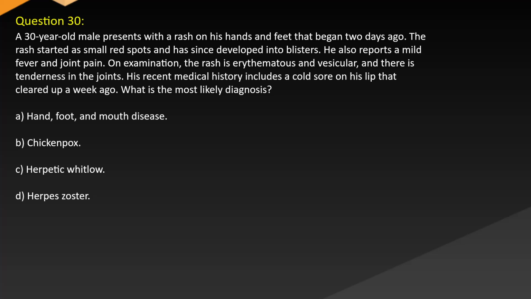Question 30. A 30-year-old male presents with a rash on his hands and feet that began 2 days ago. The rash started as small red spots and has since developed into blisters. He also reports a mild fever and joint pain. On examination, the rash is erythematous and vesicular, and there is tenderness in the joints. His recent medical history includes a cold sore on his lip that cleared up a week ago. What is the most likely diagnosis?